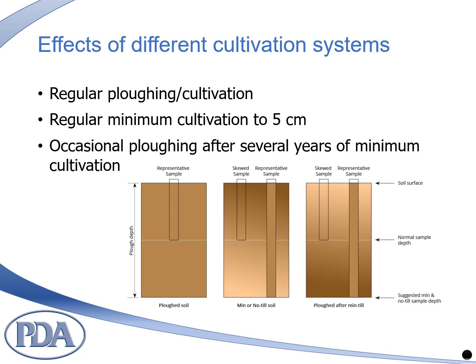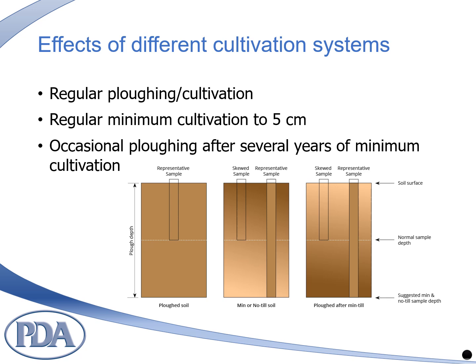Effects of different cultivation systems. Regular ploughing, cultivation. Nutrients are mixed into a fairly homogeneous soil layer 20 to 25 centimeters deep, depending on plough depth. Nutrient concentrations in a core taken to 15 centimeters should be the same as those in the whole mixed layer.